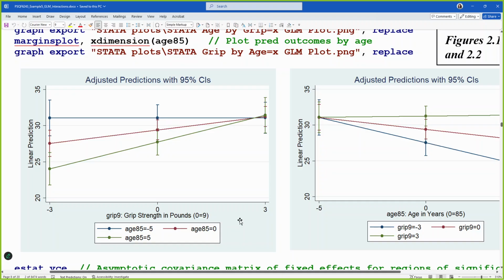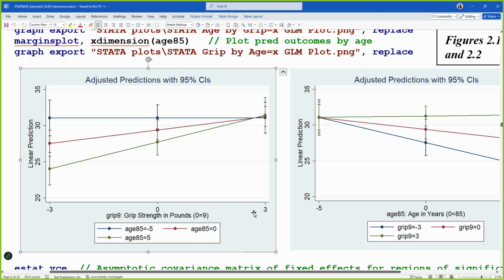What about the x-axis? I would change it to reflect the actual measurement. Don't make the reader do the centering in their head. Just put the original variable on there, even though the predictions are from the centered version, and plot with a different x. And age 85, that is the name of the variable in the data set. That does not go in a plot, so rename it to something that looks nicer, like age. And then I would fix the title.